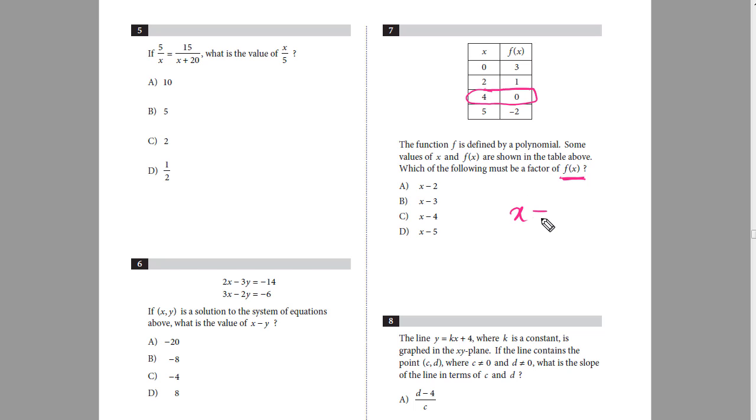When x is equal to 4, the polynomial will become equal to 0. So I will shift 4 to the left side, so it will become x minus 4 is equal to 0. So when we divide the polynomial by x minus 4, we will get the remainder equal to 0. Which means option C is the correct one.